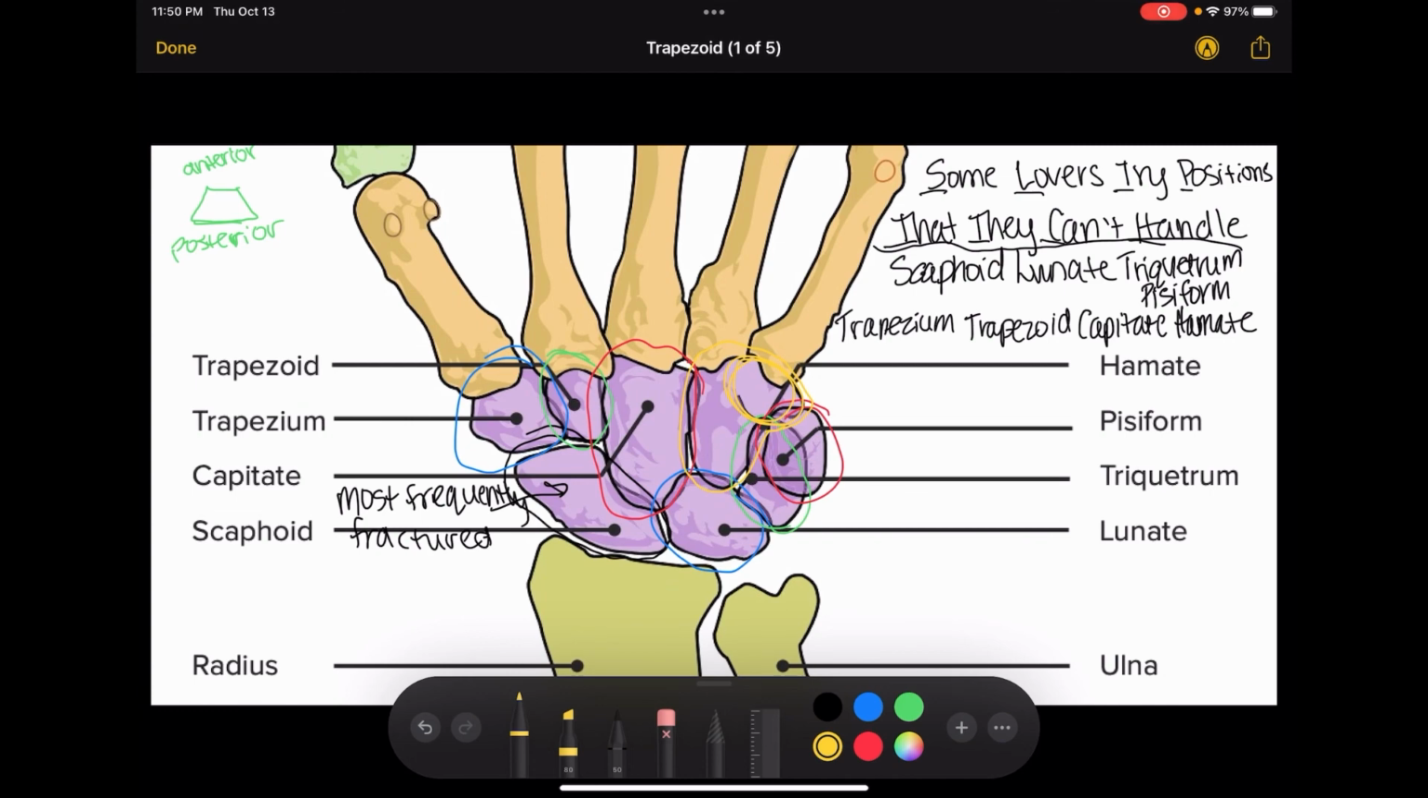The next video that I'm going to be making is going to be an image evaluation of an x-ray of the wrist. So stay tuned for that.